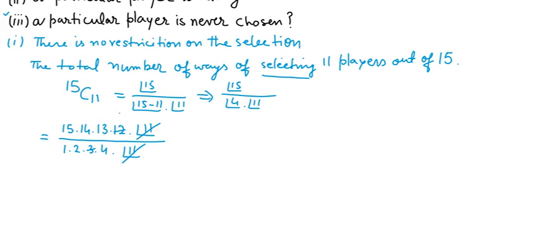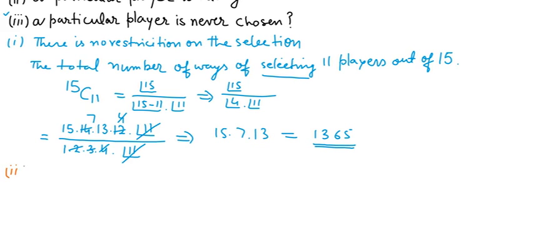3 4s are 12 and 4 will be cancelled out. 2 7s are 14. So we will have in numerator part 15 into 7 into 13. When we will do the product, we will have 1365. It means 1365 are the ways to select 11 players out of 15. Okay.